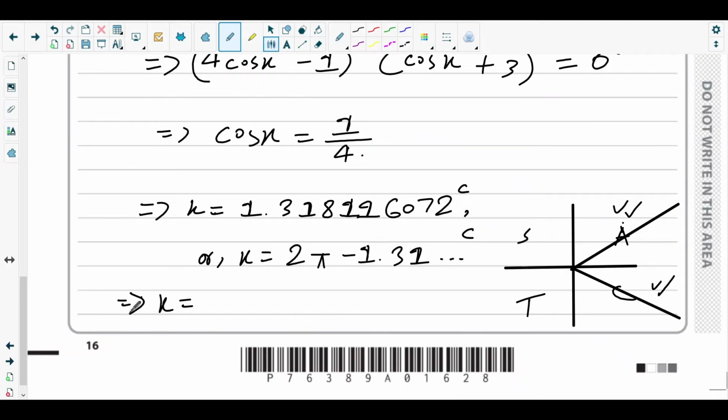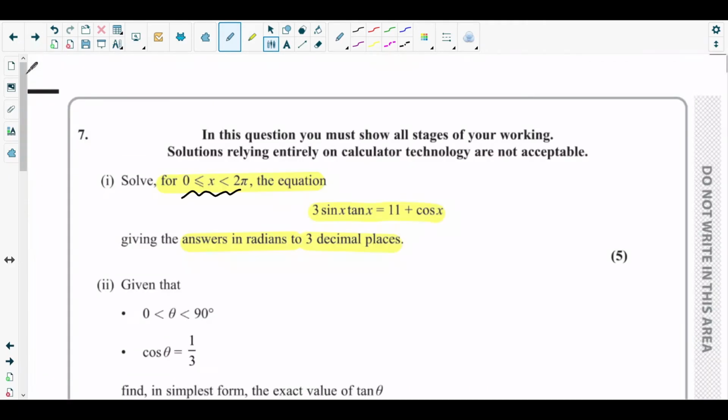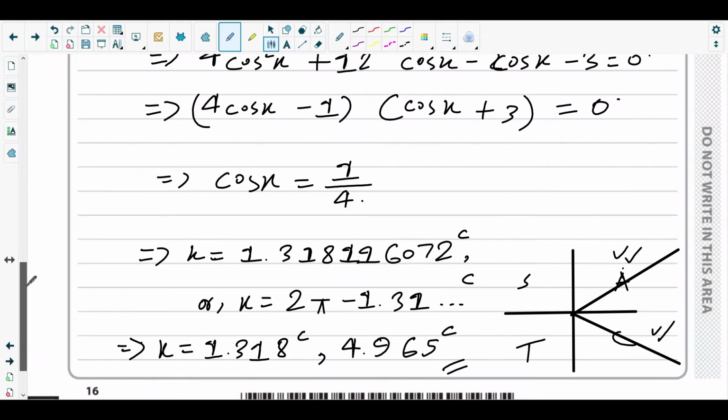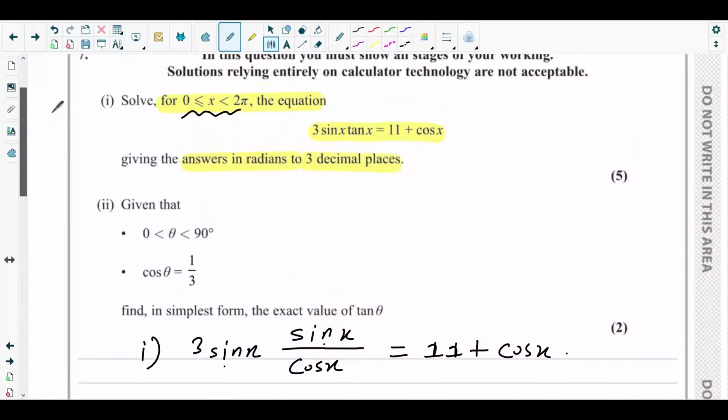So x equals 1.318 radian. They asked to write to 3 decimal places, so 1.318 radian, comma, and 2 pi minus 1.318116072. That would give you 4.965 radian to 3 decimal places. These are the solutions to the given trigonometric equation. That's it.